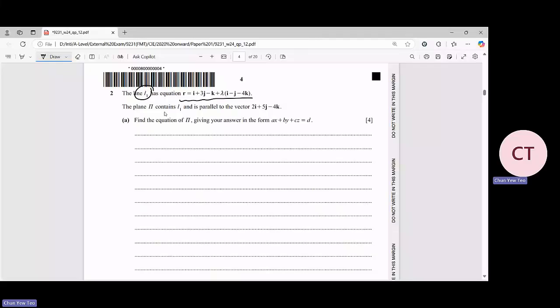As given here, the plane pi contains L1 and is parallel to the vector 2i plus 5j minus 4k. Find the equation of pi, giving your answer in Cartesian form. So what you need to do is, at first we need to write L1. Usually I will write them in a matrix form.